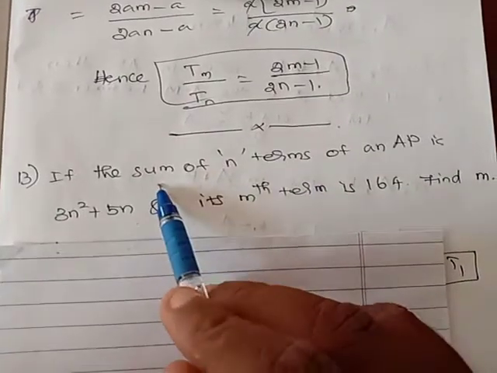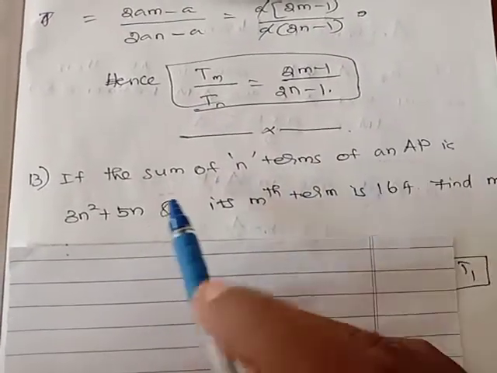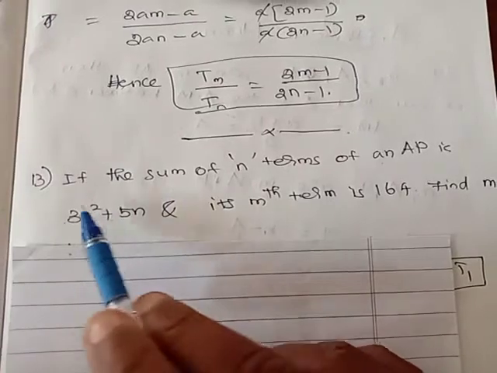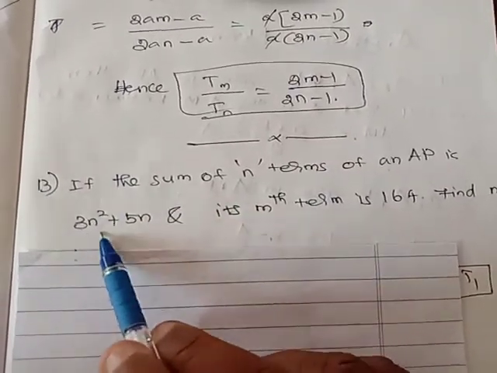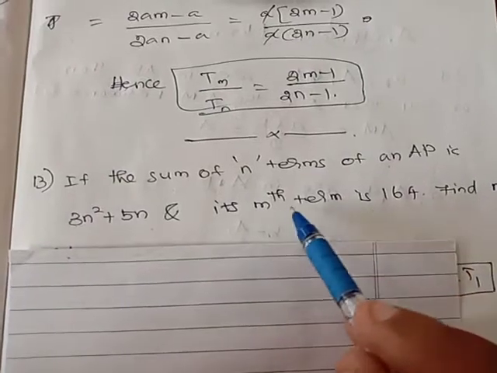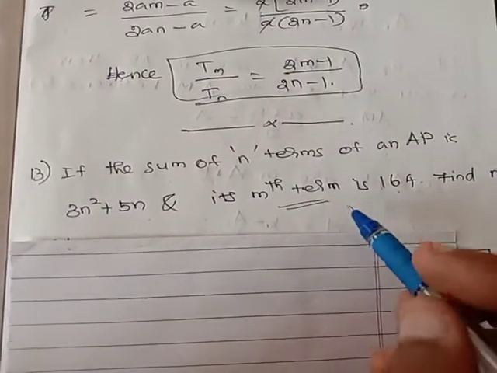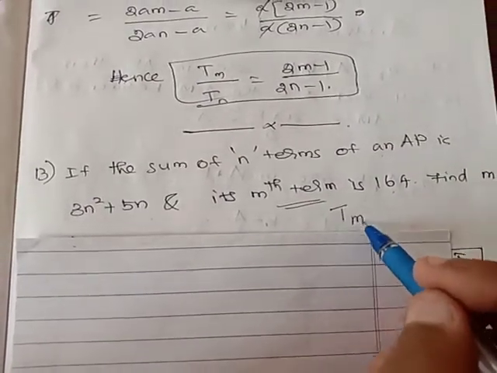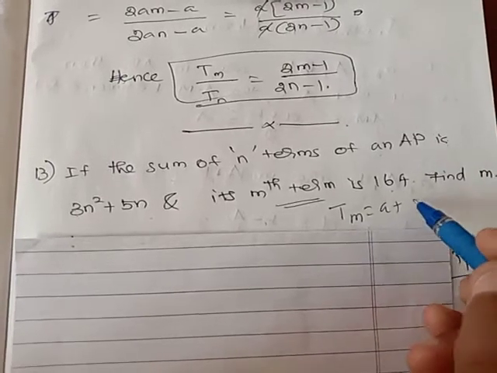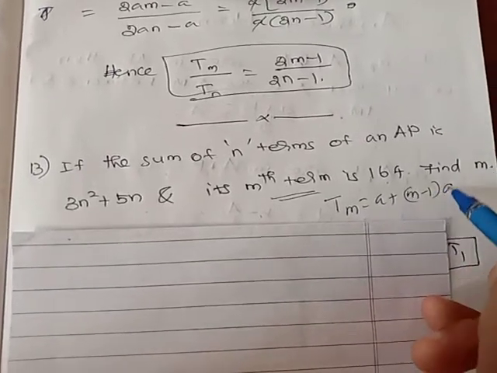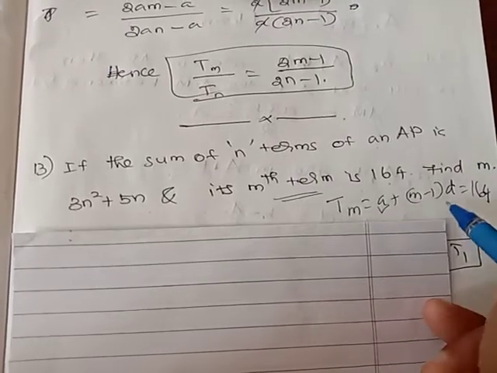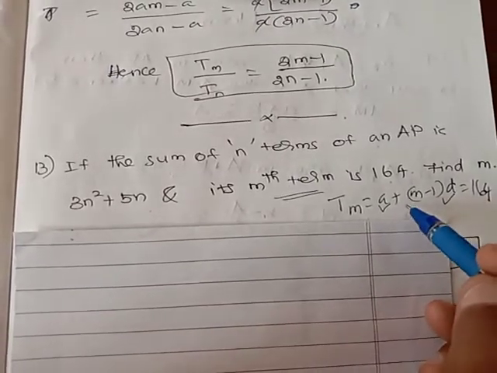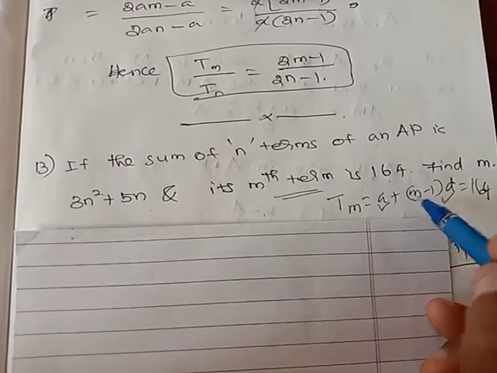Here it is given that the sum of n terms of an AP is 3n square plus 5n. Using this expression you can find out the first term value and the second term value, because it is given that the mth term is 164. Mth term means Tm is equal to a plus (m minus 1) into d is equal to 164.